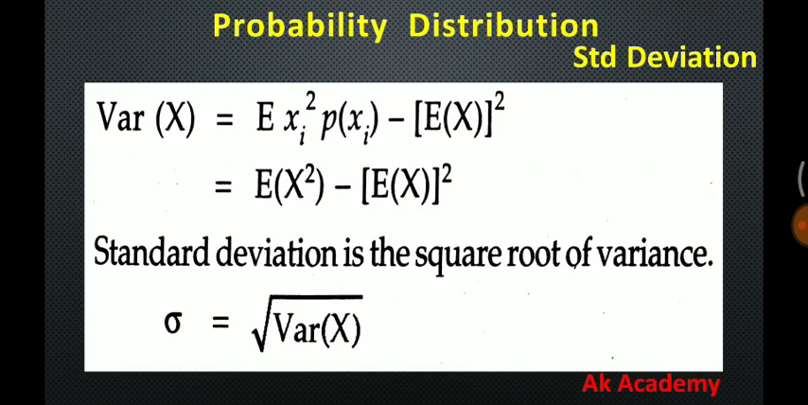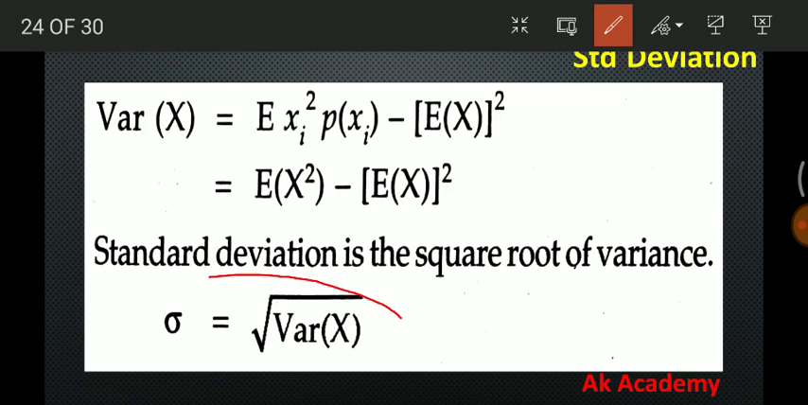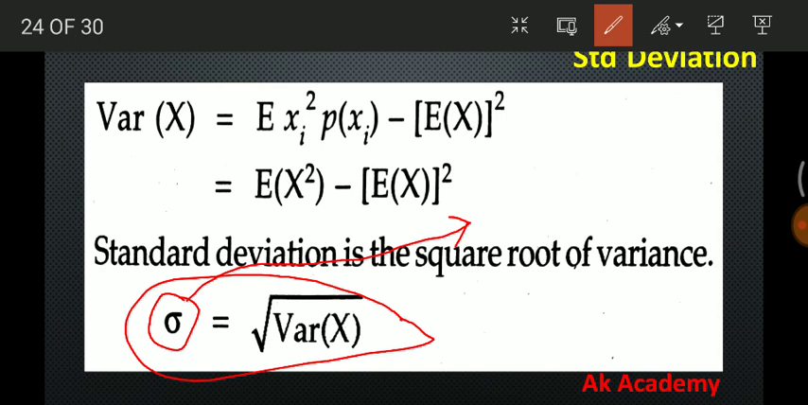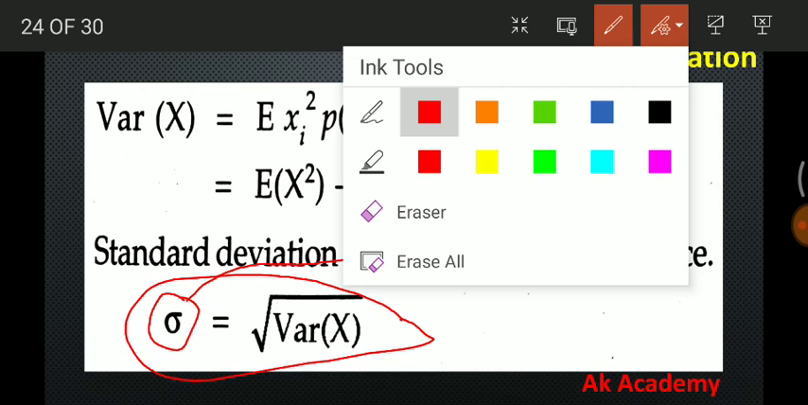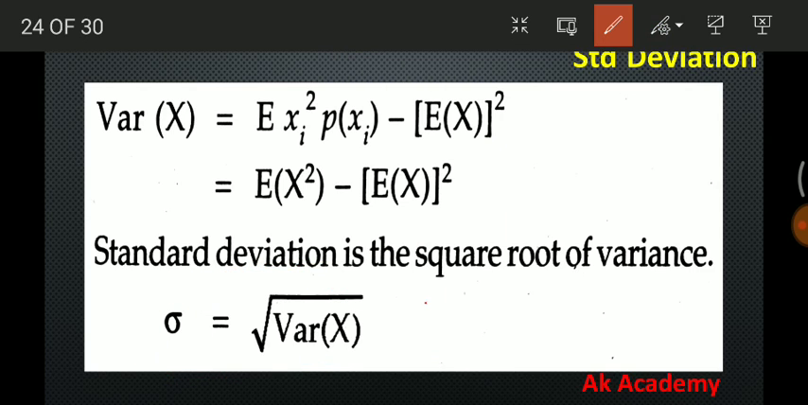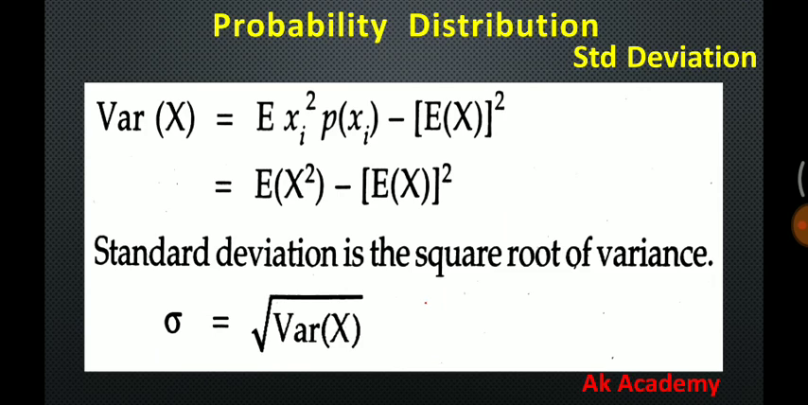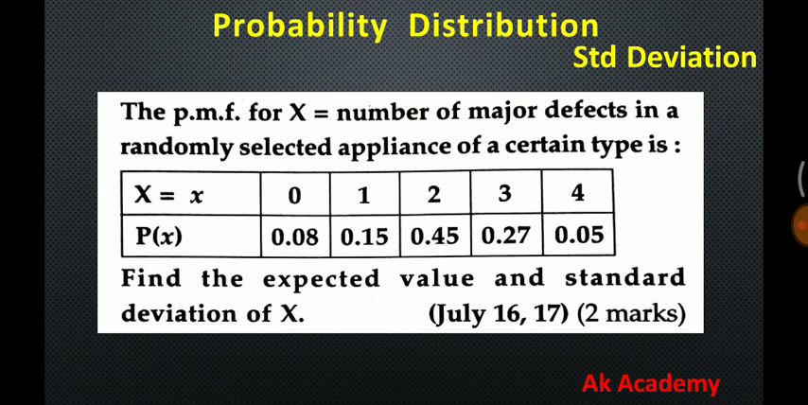Standard deviation is the square root of the variance of x, as you can see here. So you just have to find the variance and take its square root, and you will get the standard deviation. Standard deviation is denoted by sigma. We'll see a question on how to find the mean, variance, and then standard deviation, so all your doubts will be cleared. So let's start with a question.